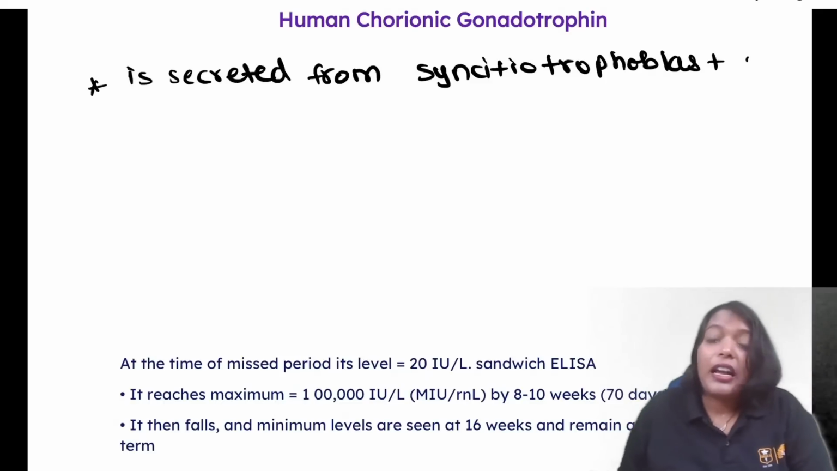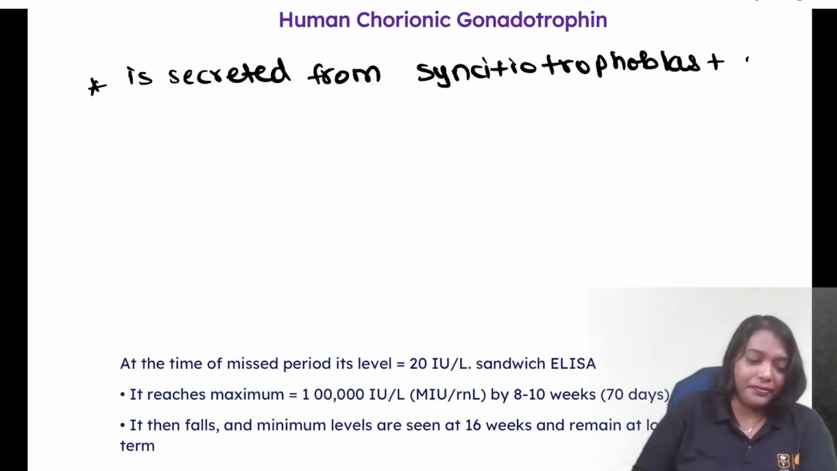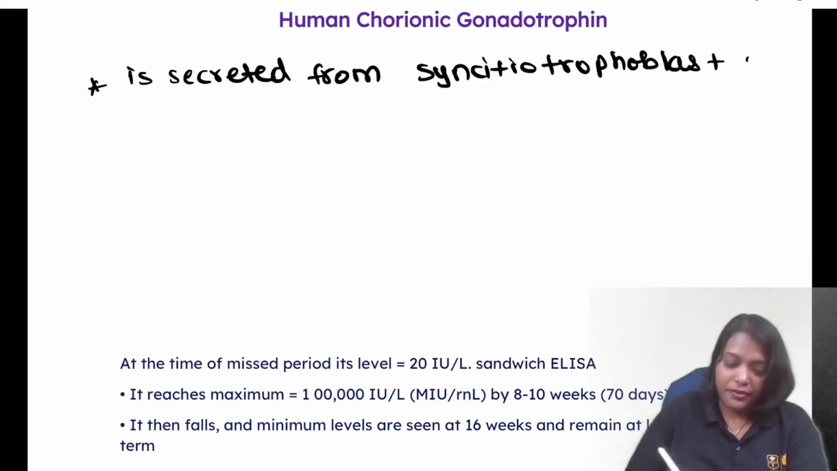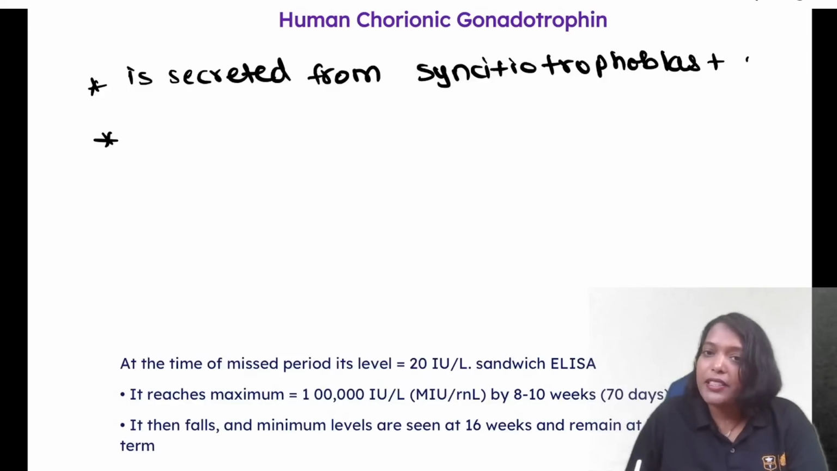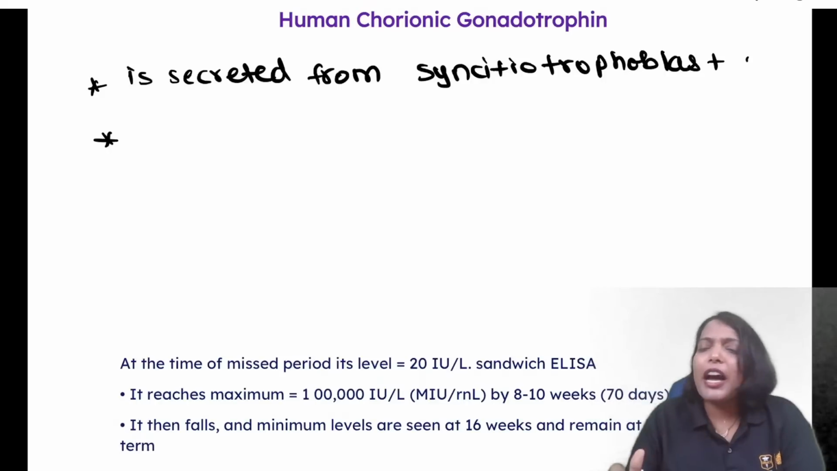Excellent, Utkarsh. As progesterone causes uterine relaxation, you can use progesterone to prevent preterm labor. Okay? So, it is secreted from syncytiotrophoblasts. Hormone factory is syncytio only. So, most of the hormones are secreted from syncytiotrophoblasts.